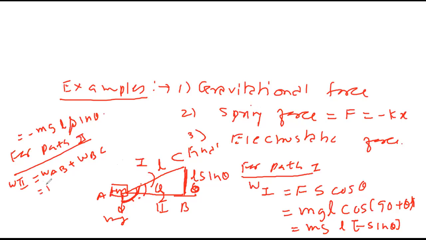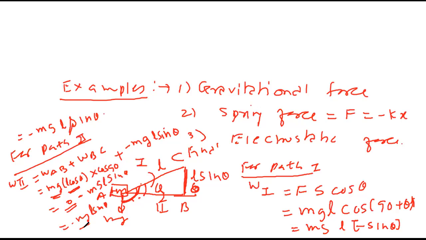Work done along AB, where the force is mg and the displacement is L cos theta. The angle between mg and this displacement is 90 degrees, so cos 90 is zero, which means this directly becomes 0. Plus work done along BC is minus of mg, minus because the force is acting downward, into L sin theta. So can I say the final answer will be mg L sin theta?